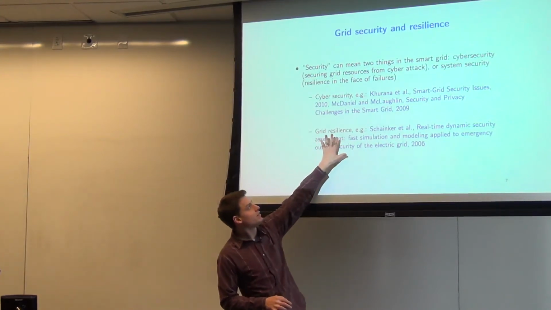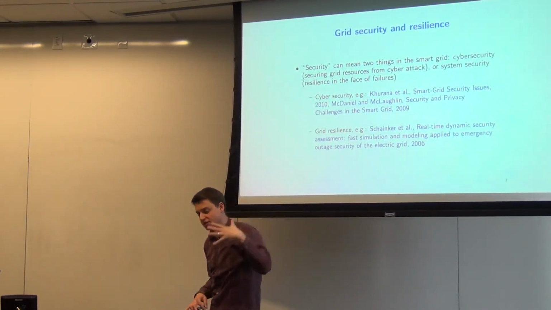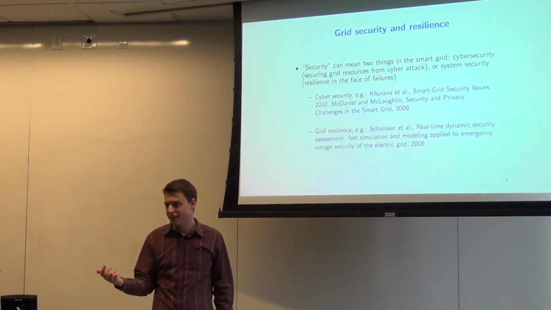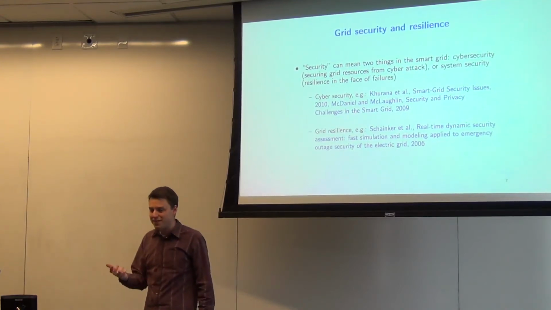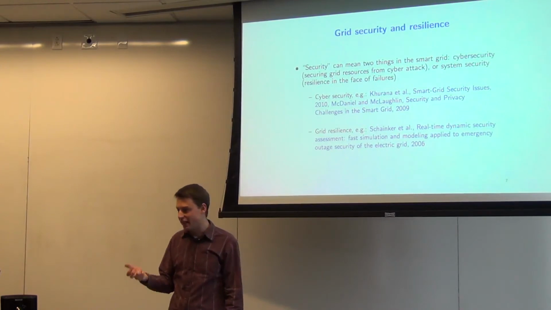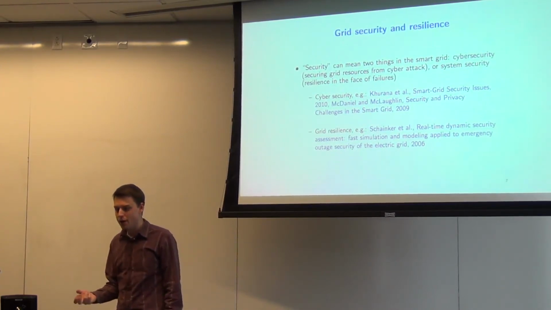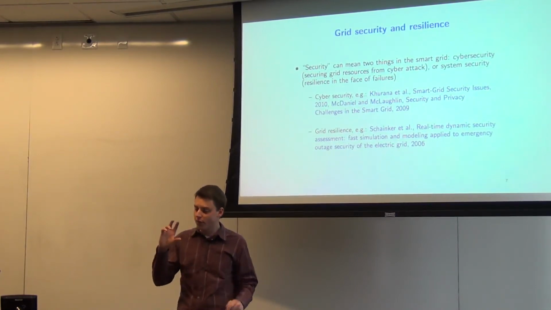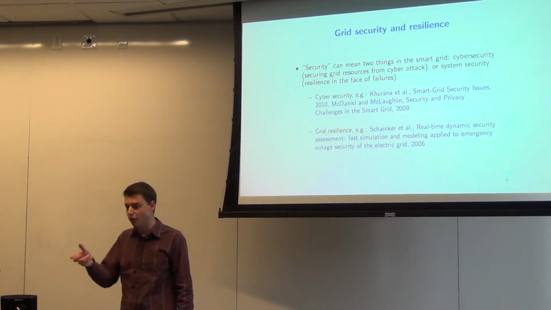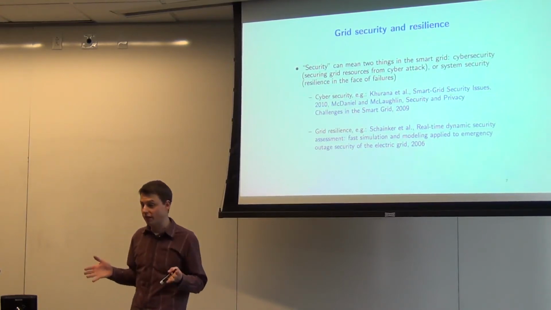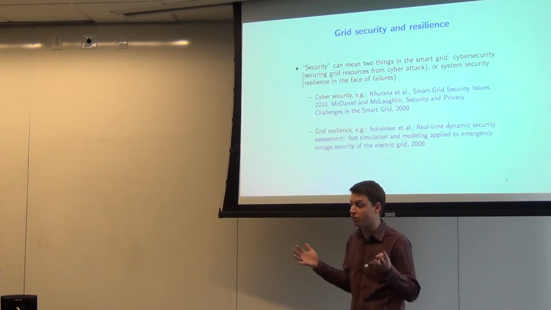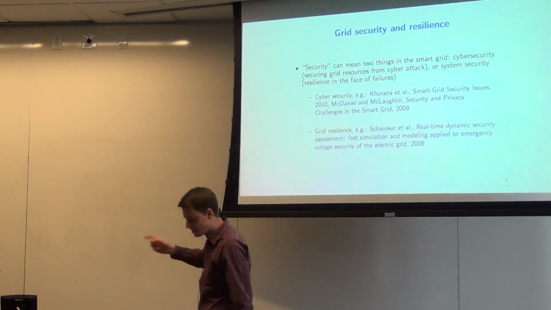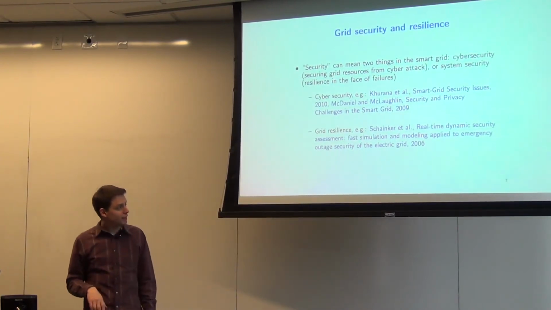The second meaning of security, though, is really the power systems meaning. This is more about system security or resilience. And security here means that if something unexpected happens, like a generator goes down or a transmission line goes down, will the whole system collapse? I guess it can be from malicious actions too, but it's much more from a power systems perspective. Is this system stable or unstable under the conditions of something failing? That's sort of the basic principle here. And so I'm calling that here grid resilience, I guess. I'm mainly going to be talking about this, not about grid security.